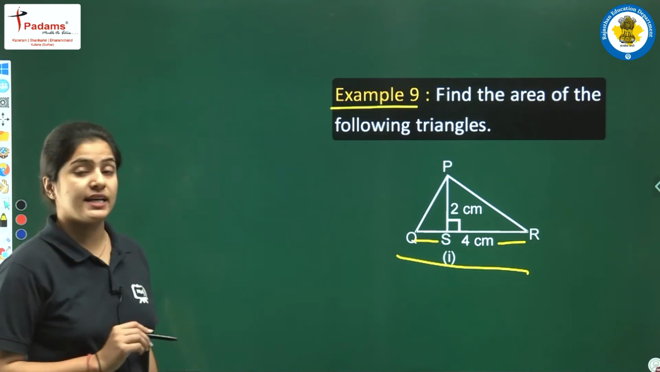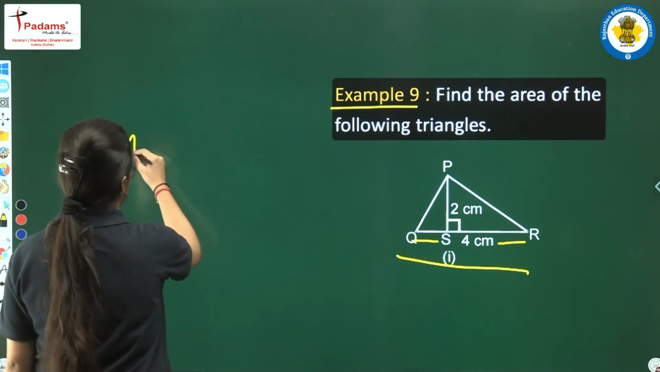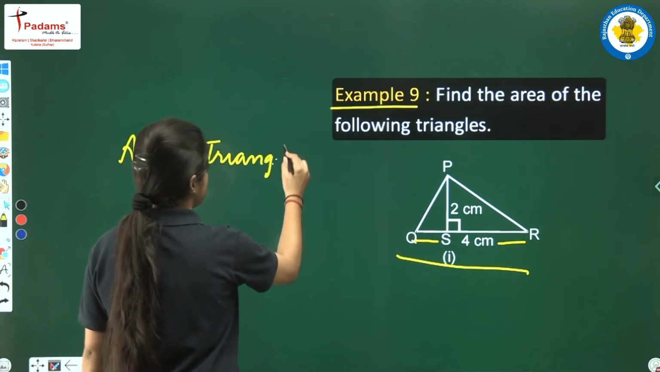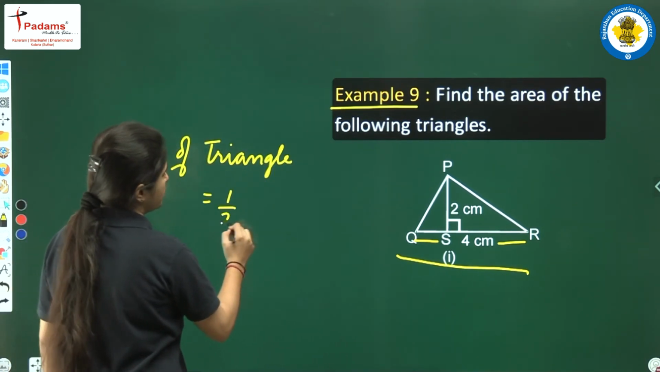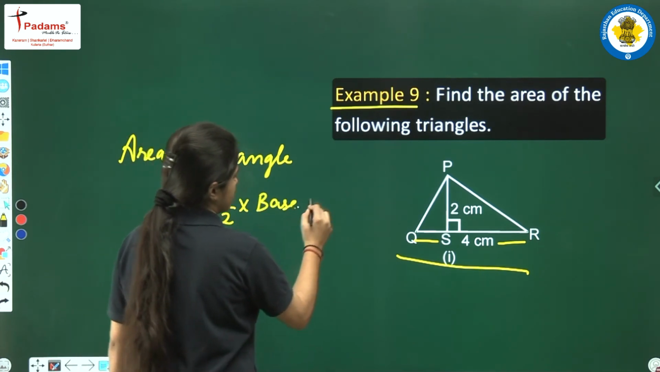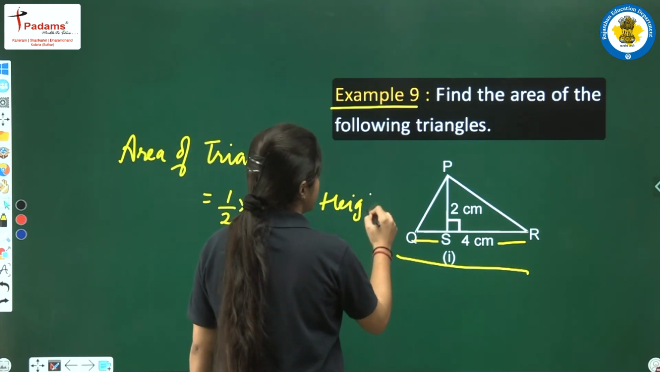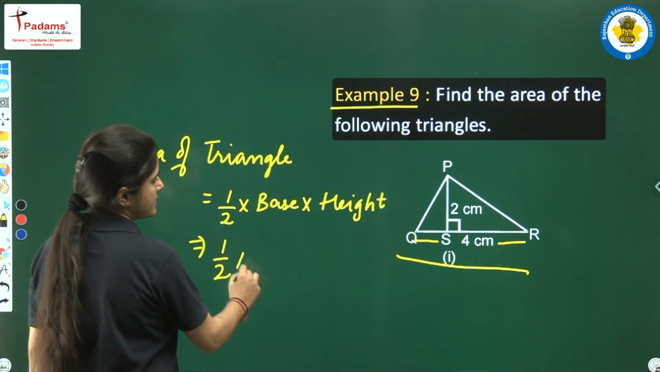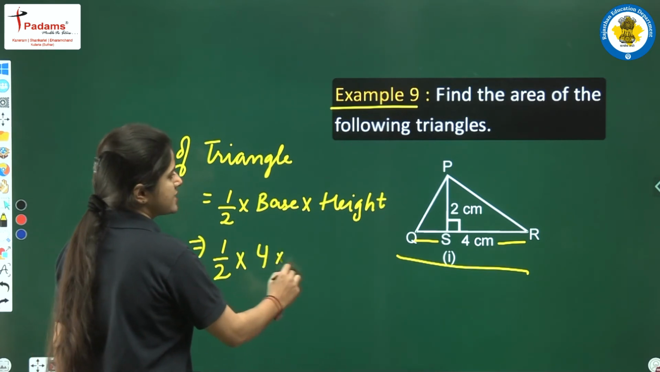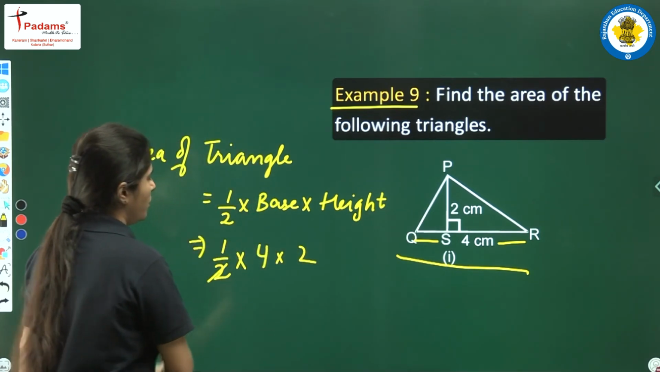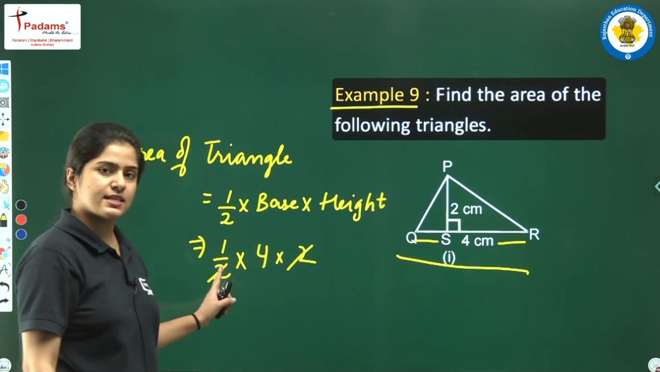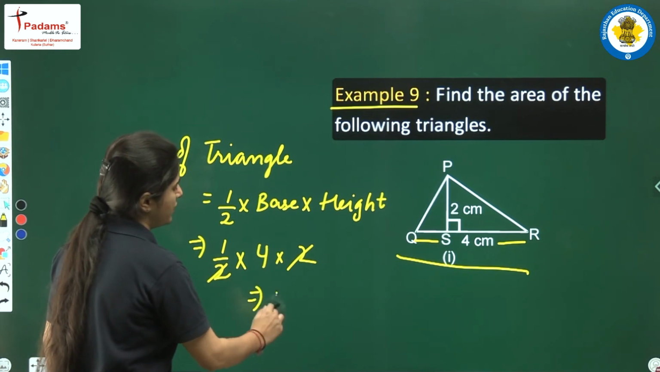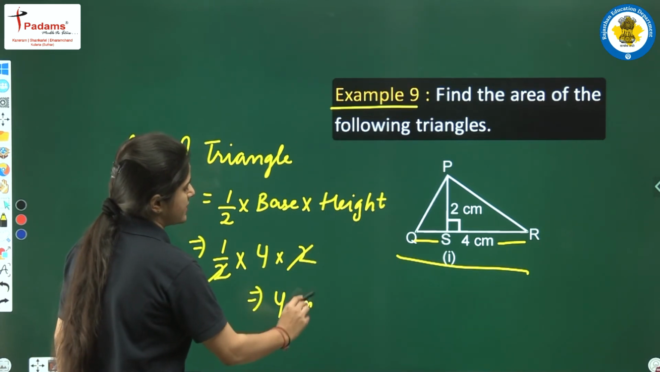So if you want to find the area of the triangle, then the formula of the area of the triangle is equal to half into base into height. Alright students, it is equal to half into, what is the base? That is 4. What is the height, students? That is 2. This 2 will cancel out with this 2 because this is in the denominator and this is in the numerator. So students, this is equal to 4. 4 centimeter square is the area of the triangle.